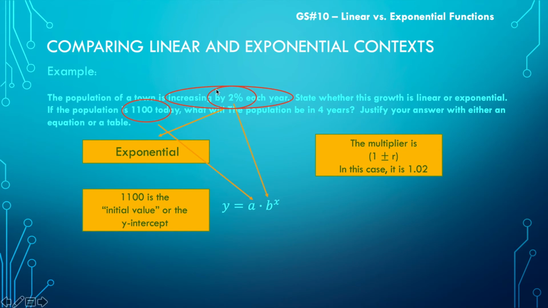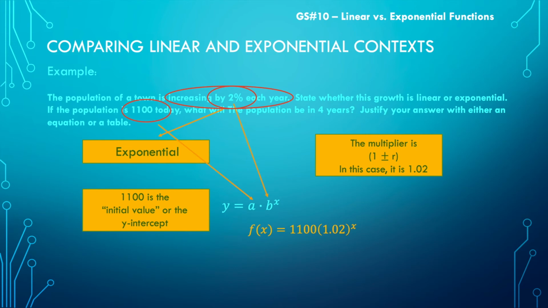So if we're increasing or decreasing by a percentage, you're going to use this 1 plus or minus r thing for the multiplier. So we can say that our b value here is 1.02. So we can go ahead and fill in these elements in our equation, and now we have a function. F of x here is 1100 times 1.02 all raised to the x power.